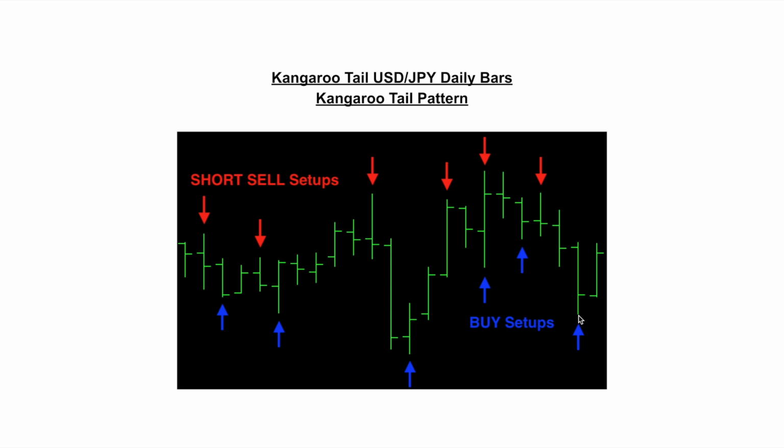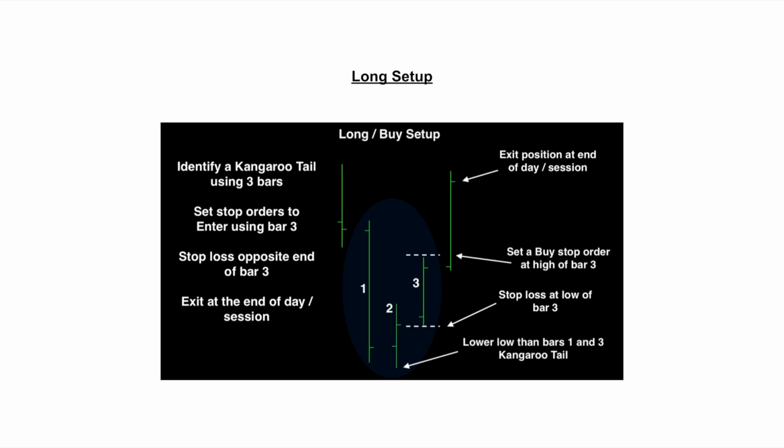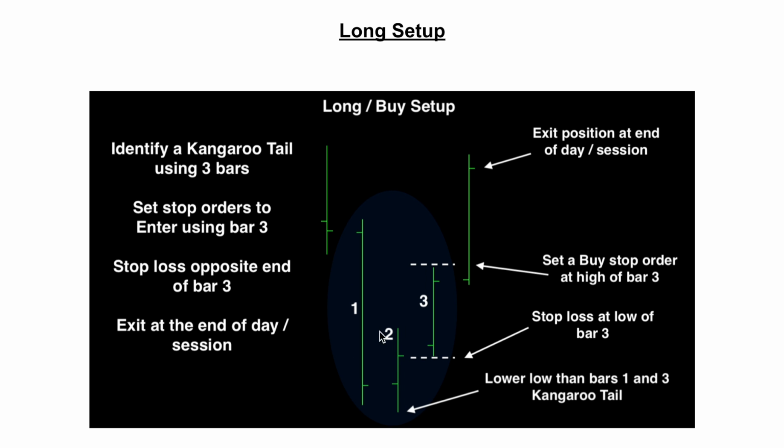So once we see that setup on the daily bar, then we put our orders in. I'm going to show you an example for a long trade here. In the center here, or bar number 2, we've got our kangaroo tail to the downside. So that's a buy setup. We've got a lower low than bars 1 and 3, which gives us the kangaroo tail. Of course, we won't know we've got this setup until bar 3 is complete. Once bar 3 is drawn, then we can look at the previous bar and see if it's a kangaroo tail or not.